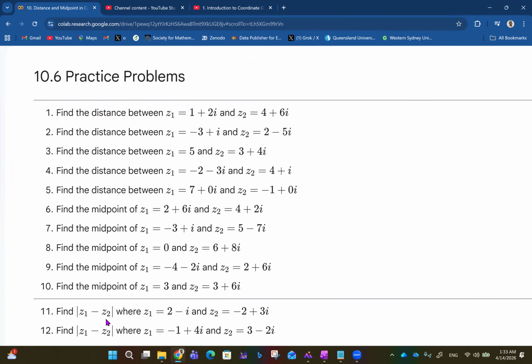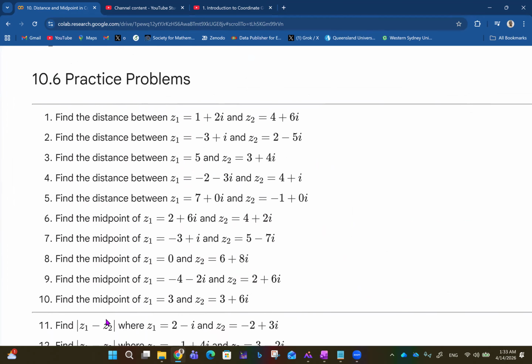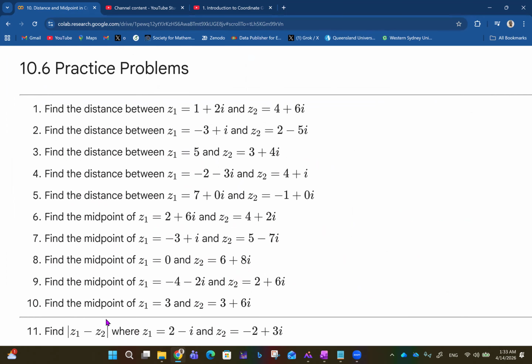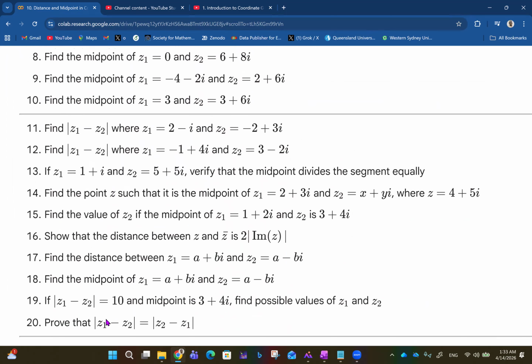As usual, I'm going to do two of them. We have practice problems, find the distance. We have all of this, 1 to 10, then 11 to 20. So I'm going to answer two of them as usual. Let me see. I'll be answering questions 3 and 19. Is it 3 and 19?